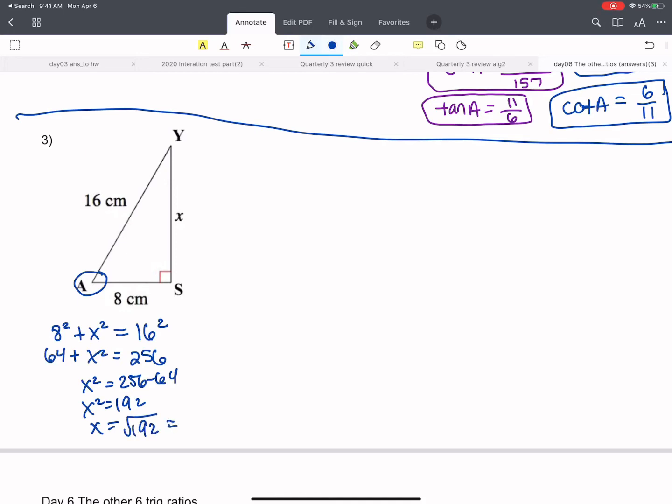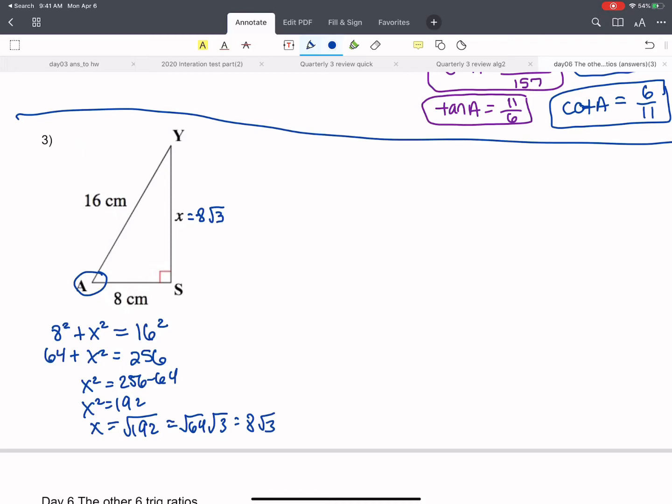That can be simplified as the square root of 64 times the square root of 3. So that is 8 square root of 3 in simplest radical form. So I put that there. Always good to do when you can.